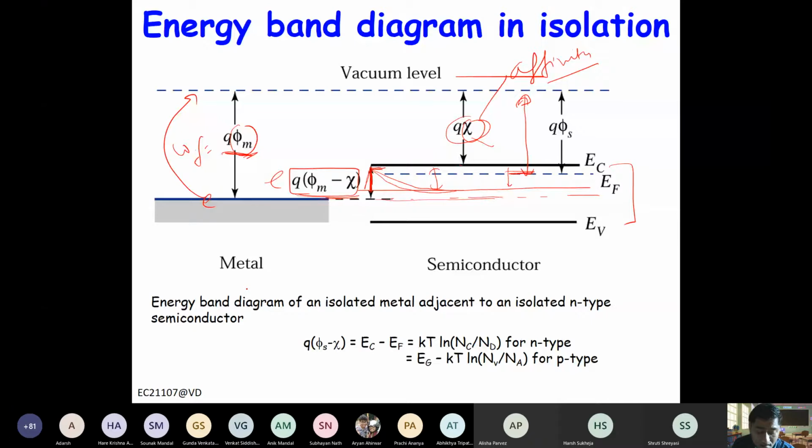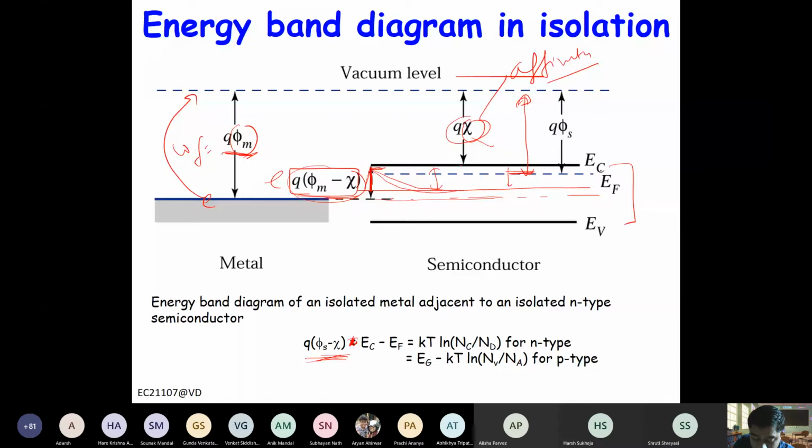Okay, anything else? This is basically now this barrier from the metal side, you can express in terms of band gap also. EC is basically this minus EF. This is what? Okay. No, this is not exactly same. Oh, this is phi s minus chi. Okay, phi s minus chi. This is not the barrier. This is phi s minus chi.